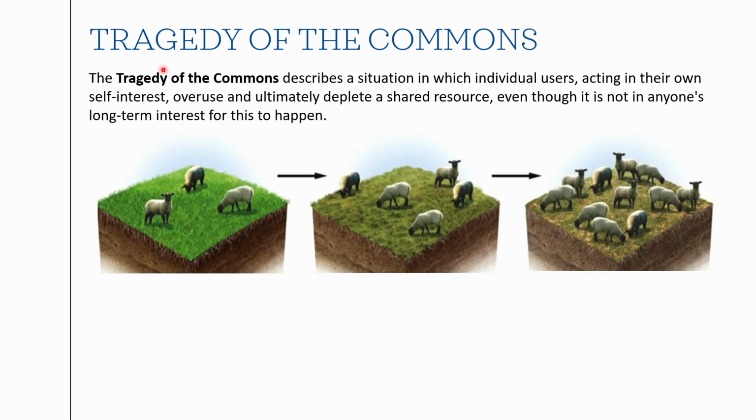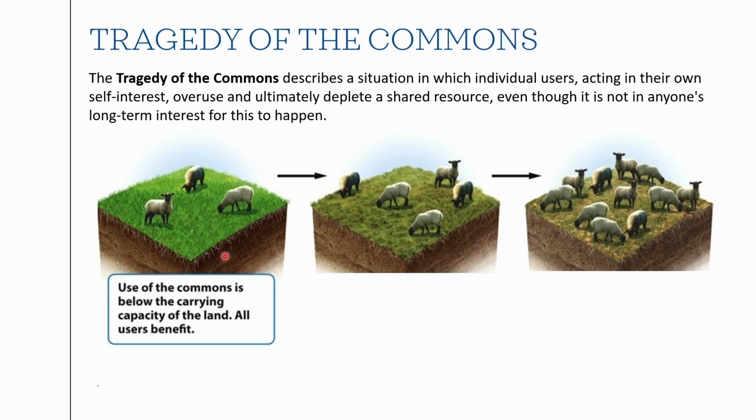It was described initially as the common grazing area that farmers would use. They would put their sheep or cattle on a pasture land that was shared. It was a common open use resource. What we can see here initially in our diagram is that if we were using it below the carrying capacity of the land, if we were just putting the right amount of sheep on there, there would always be green grass for the sheep to graze on, and we'd have healthy sheep and a good product, and everybody would benefit. So this is a sustainable approach.